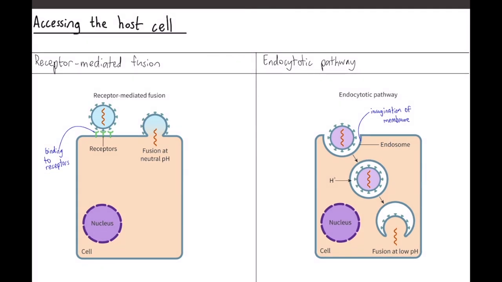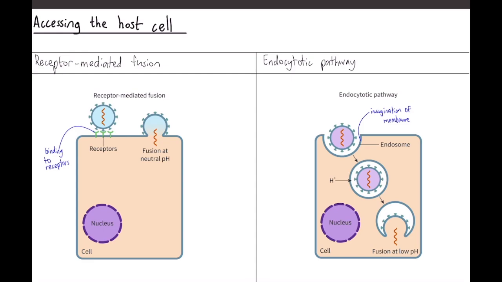Accessing the host cell is another significant feature. There are two main ways that this happens, either receptor-mediated fusion or an endocytotic pathway. So in receptor-mediated fusion, viruses basically bind to receptors on the host cell, as shown in the image, and then they fuse directly with it and then inject the genetic material into the cell.